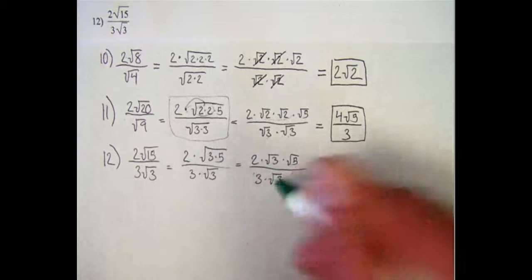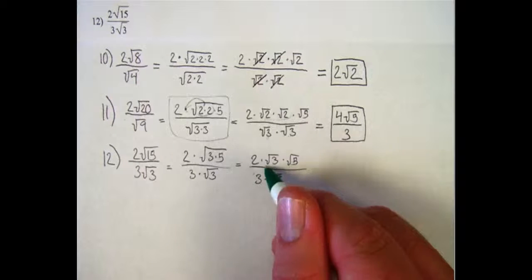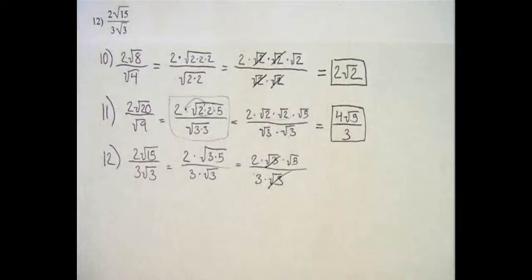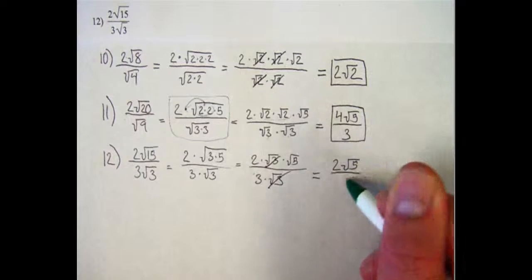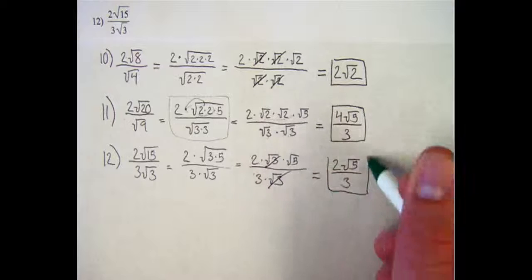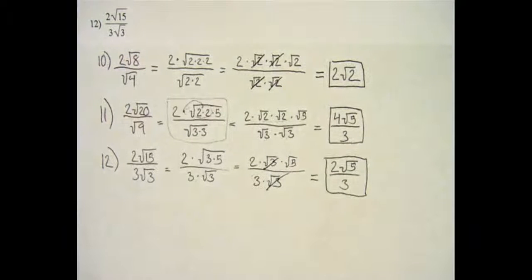Oh, nice. Look for things that can cancel. That square root of 3 will go away. It turns into 1. Multiplying by 1 changes nothing. And so I'm left with 2 times the square root of 5 over 3, which is my final simplified answer.